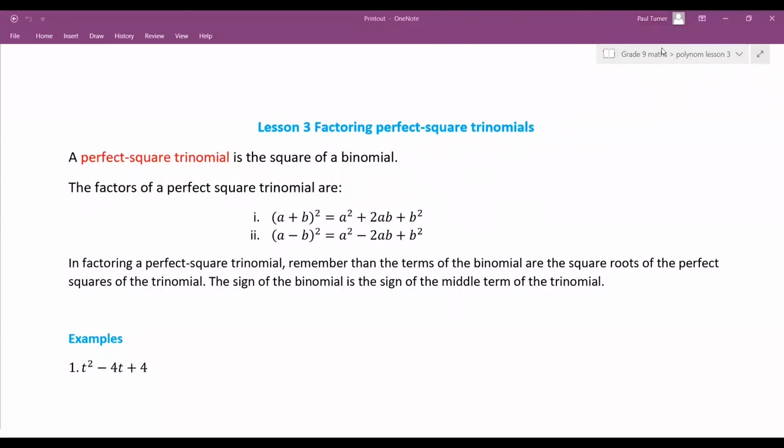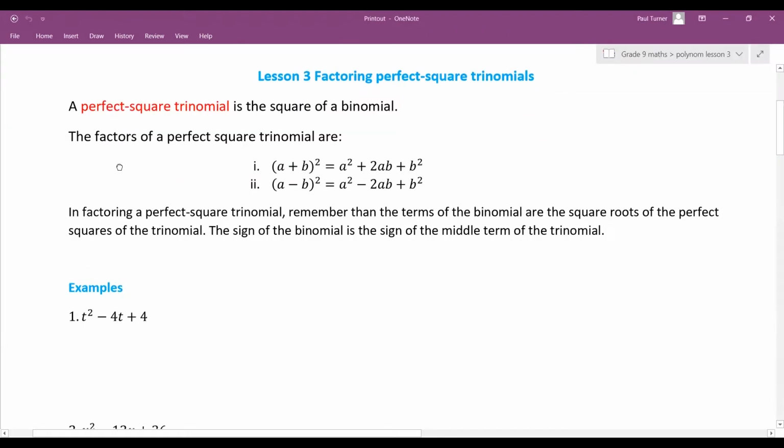Okay, so today's lesson is about factoring perfect square trinomials. Let's get my pen in hand.